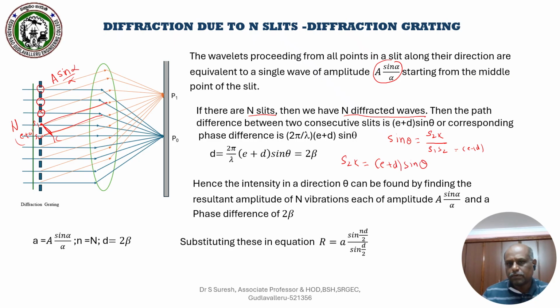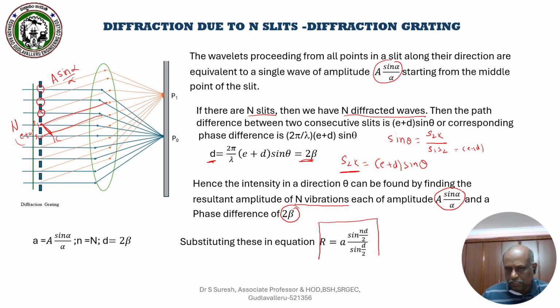So let us convert this path difference S2K into the corresponding phase difference. Phase difference δ is equal to 2π/λ into (e + d) sin θ. Let us assume this as 2β. Hence, the intensity in direction θ can be found by finding the resultant amplitude of N vibrations, each of amplitude A sin α/α, and the phase difference between two adjacent vectors is 2β.